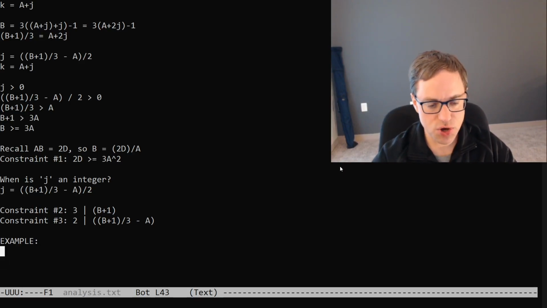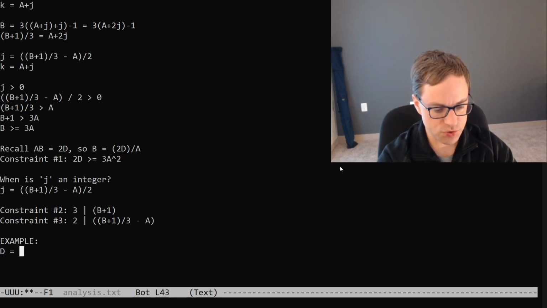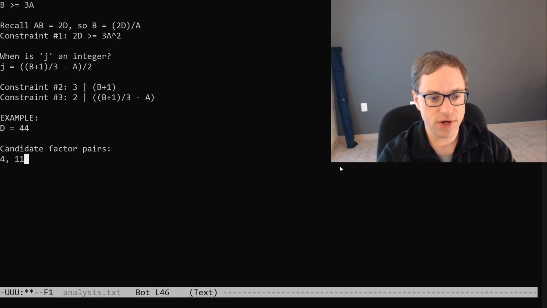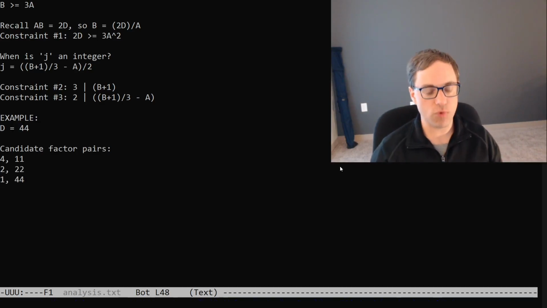Okay, so let's say d is equal to 44. And we'll say candidate factor pairs. And so we'll have 4 and 11. 4 times 11 is 44. 2 times 22 is 44. And 1 times 44 is 44.